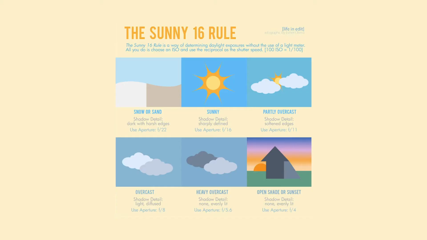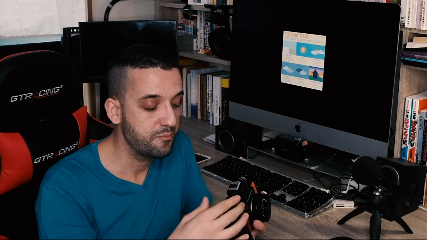If, on the other hand, the situation is more cloudy, is overcast, or heavy overcast, what you have to do is simply make the shutter speed slower or open up your lens more. So instead of 11, move to 8 or 5.6.